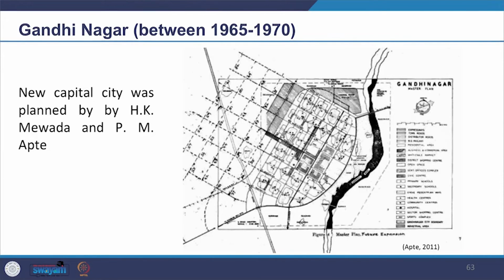Further, we see a new capital city of Gandhinagar was planned by H.K. Mewada and P.M. Apte. On similar principles, it was built in 1960 as the capital of Gujarat state in western India with a spacious modern character. Gandhinagar was one of the 3 capital cities built in post-independent India. There was a determination to make Gandhinagar a purely Indian enterprise, partly because the state of Gujarat was the birthplace of Mahatma Gandhi.